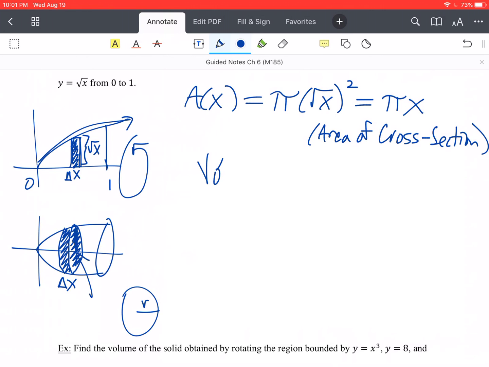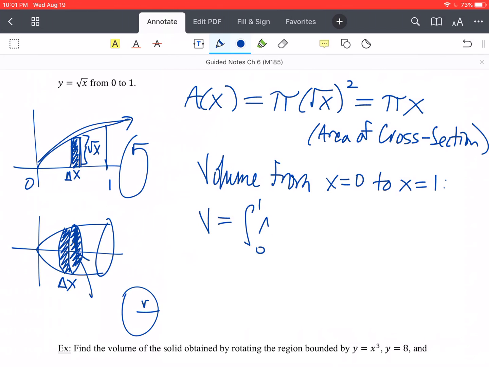So the volume from x equals 0 to x equals 1 is going to be the integral from 0 to 1 of that cross-sectional area. So integral 0 to 1 of pi times x dx.